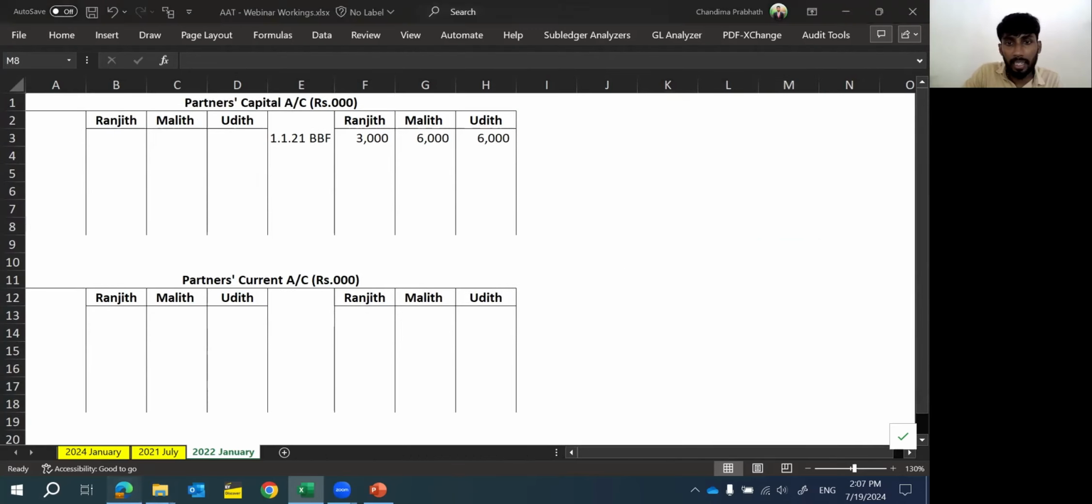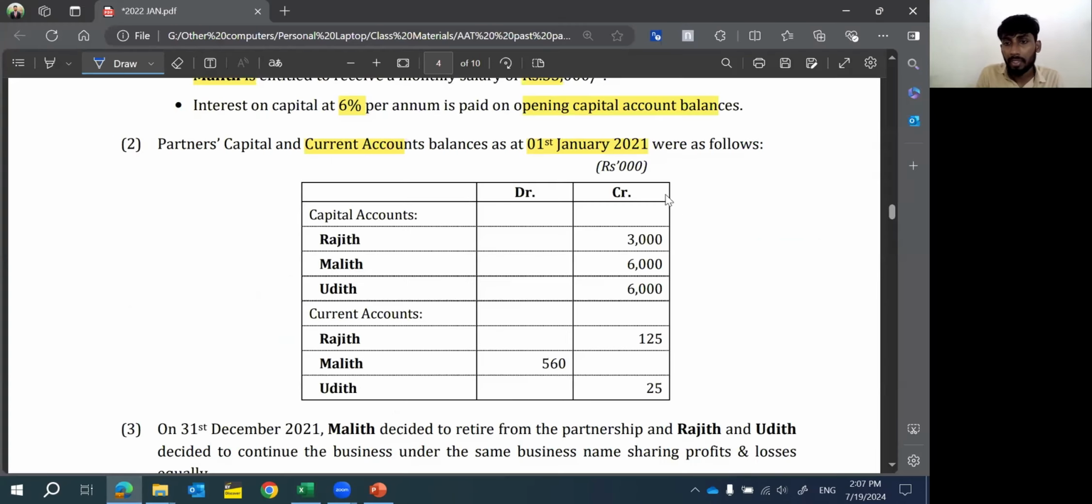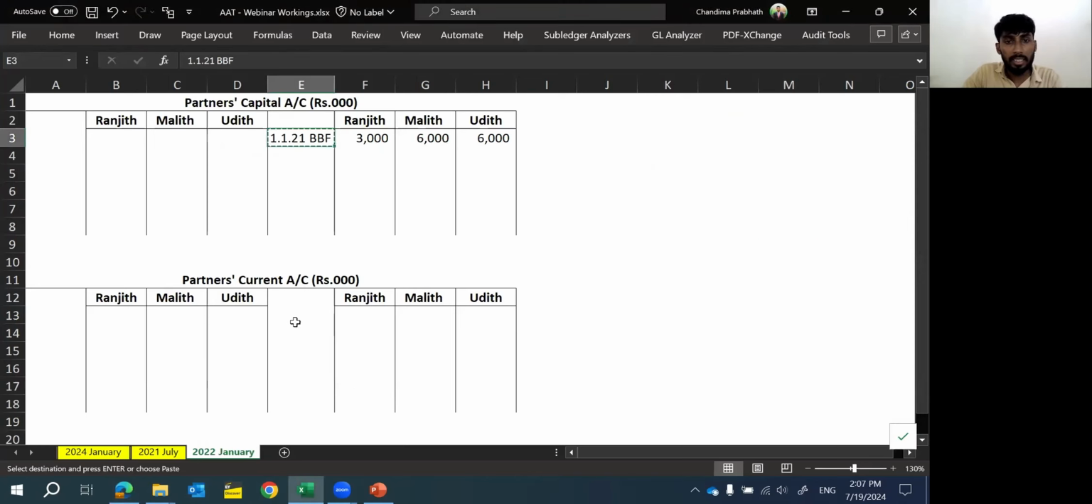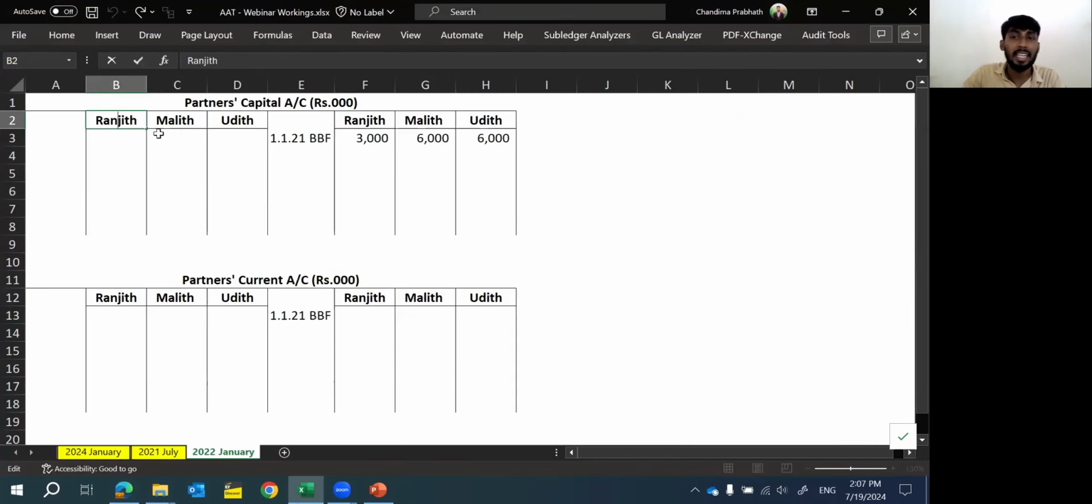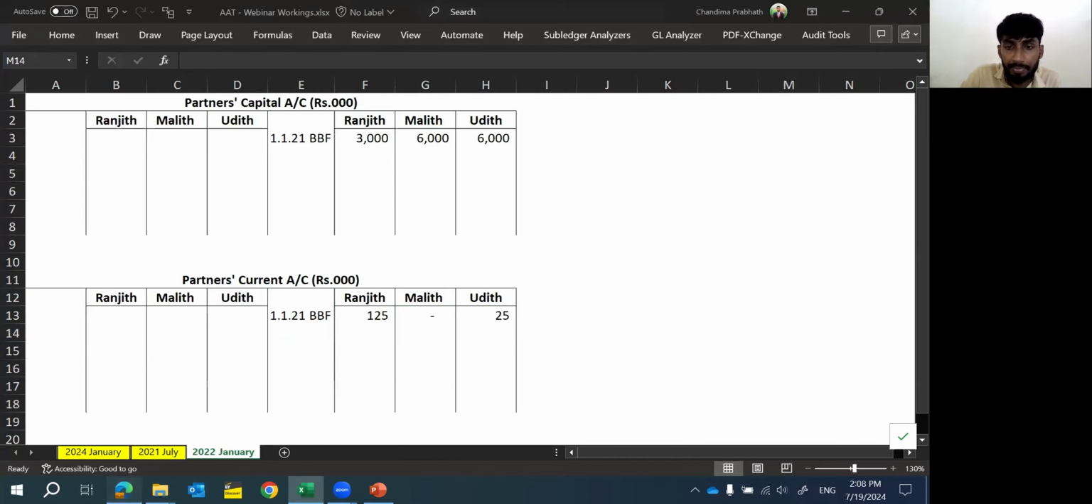Then the current account balances, you can see Rajit and Udit have 125 and 25 on the credit side. Let's record. I mentioned it as Ranjit, no issue. Here, 125 for Rajit, and for Udit, it's 25.